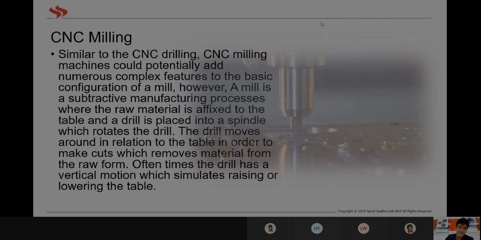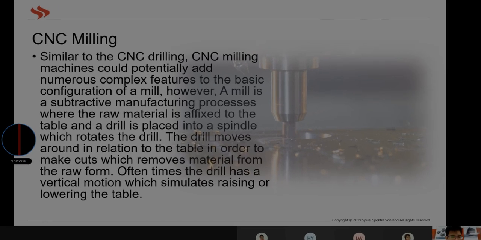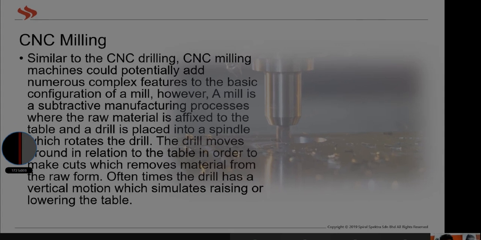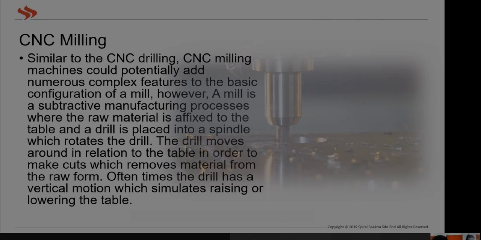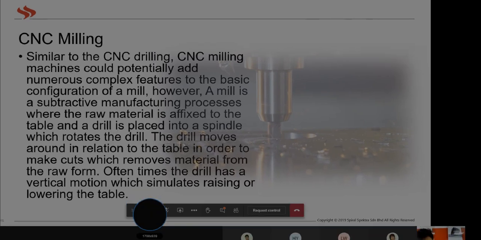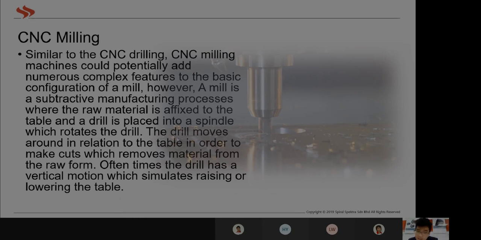So for CNC milling, it is also similar to drilling, just that drilling basically drills a hole. Milling is where they take raw material and rotate a bit and slowly chip off material bit by bit until you get the finished product. It is a bit more complicated, but still with the help of CNC, it is still possible.